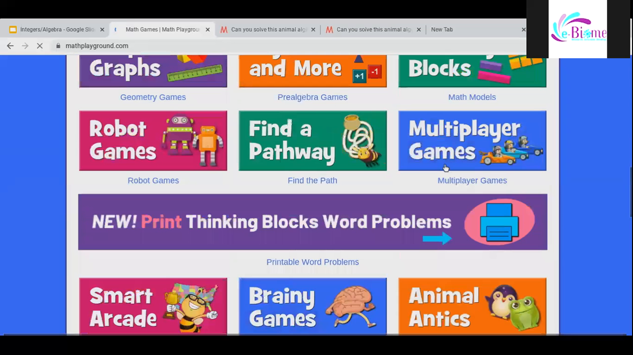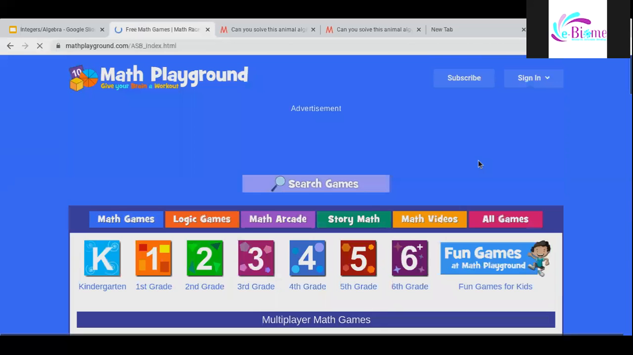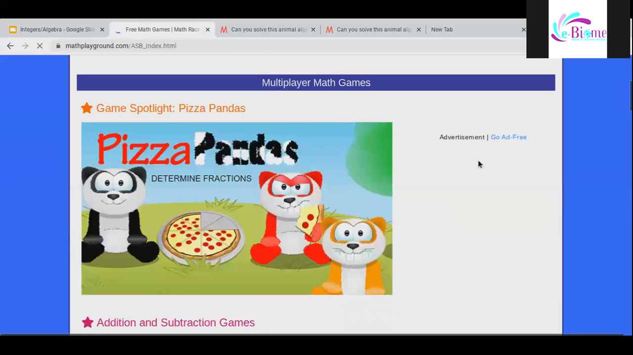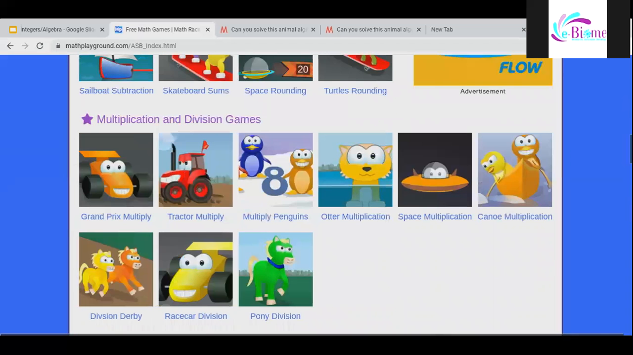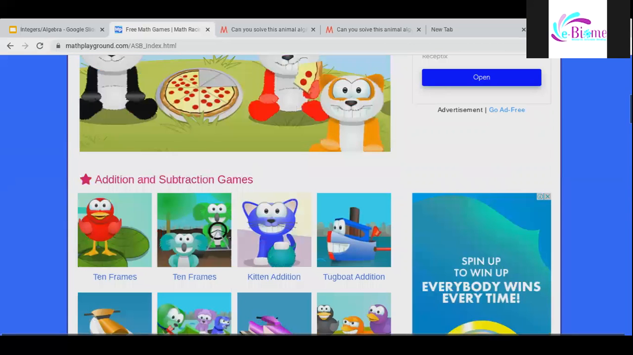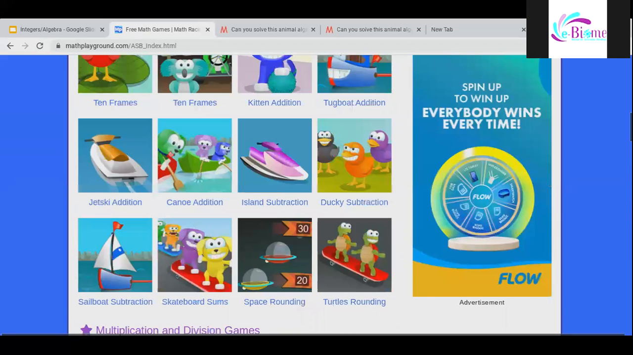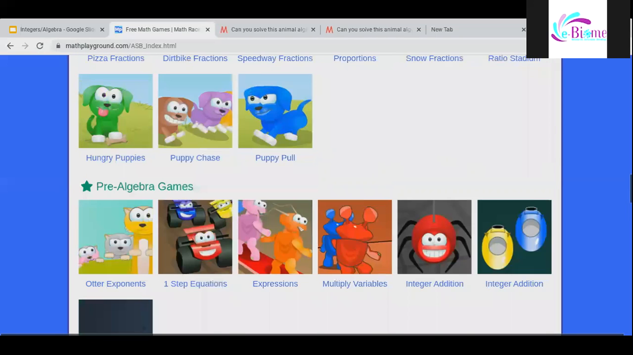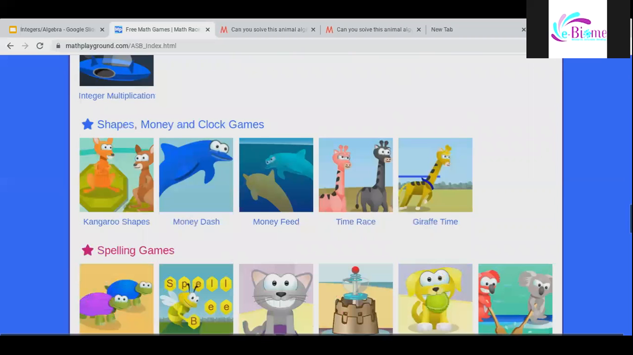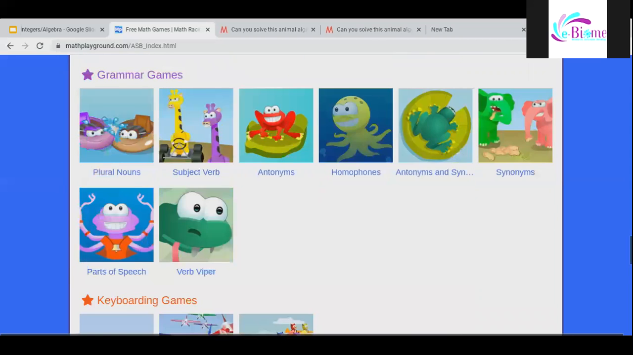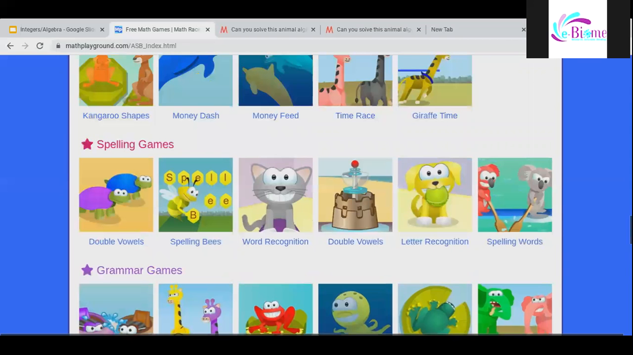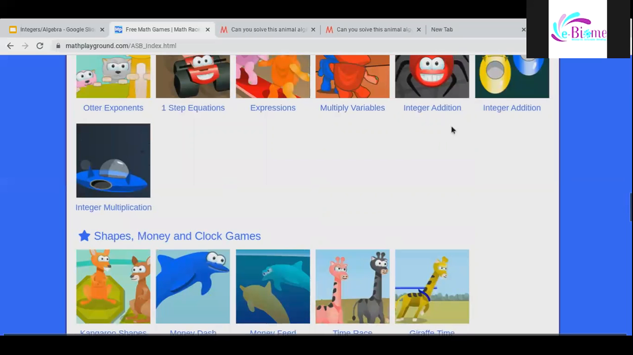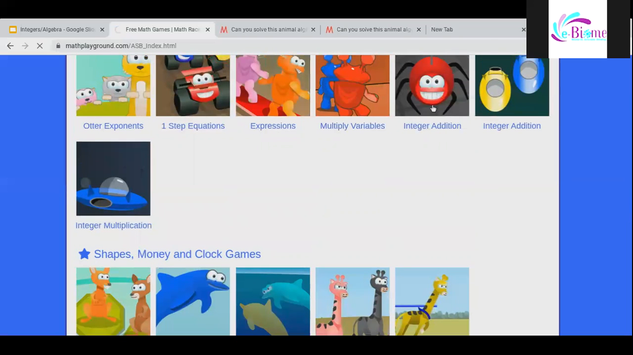Okay. Just trust me, sir. Press any multiplayer game. Go down, sir. There's integers. Go down some more. Oh, go up, sir. There was integers. Integer addition and integer multiplication.